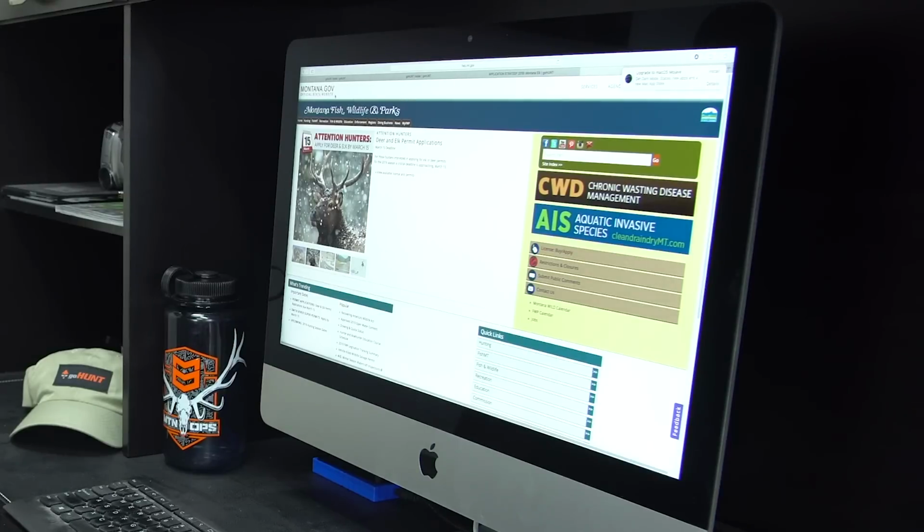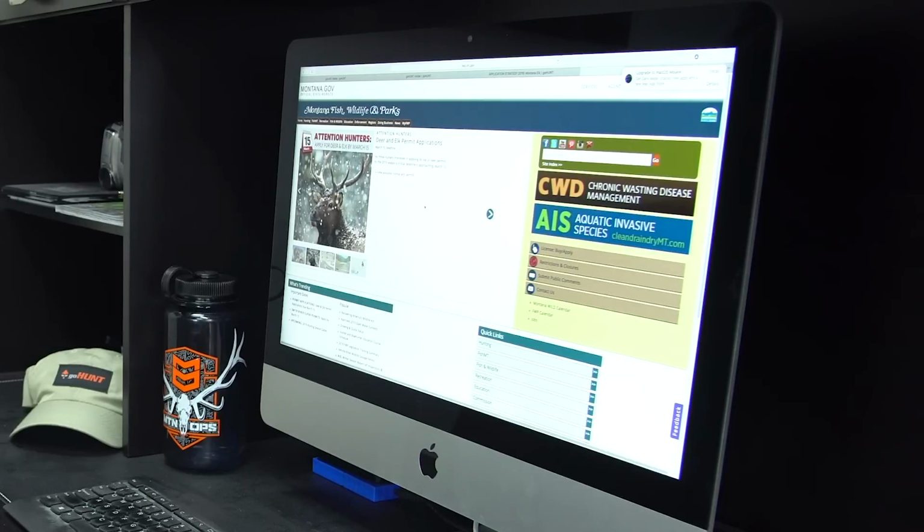So I'm going to jump in and actually go to the Montana Fish and Wildlife website and walk you through how to apply and hopefully explain a little more clearly what's going on with the general elk license and the special elk permit. So when you go to montana.gov, it's the official state website, and then click on hunting.